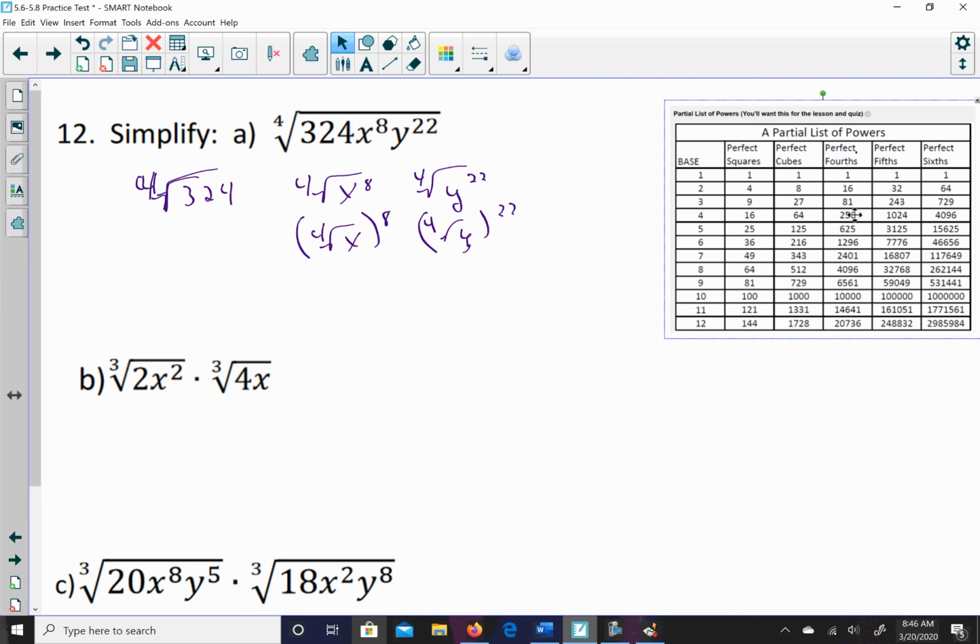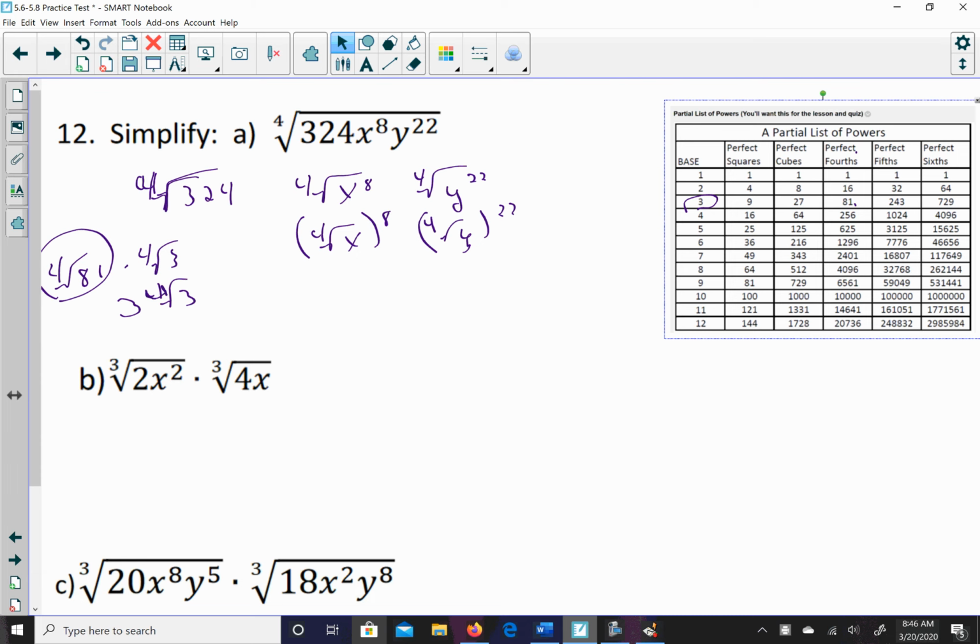625 is too large. I tried 256. Divide 324 by 256. That doesn't work. So then I take 324 and divide it by 81. Well, that does work. So that'd be the 4th root of 81 times the 4th root of 3. This 4th root of 81, as I can see, is just going to be 3. So this is 3 times the 4th root of 3.